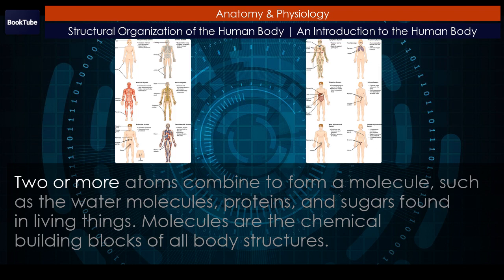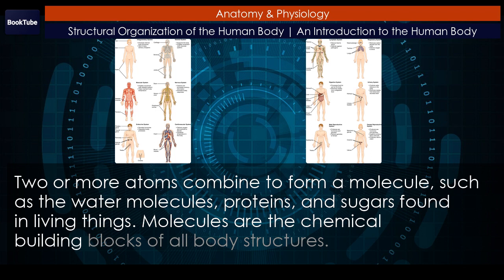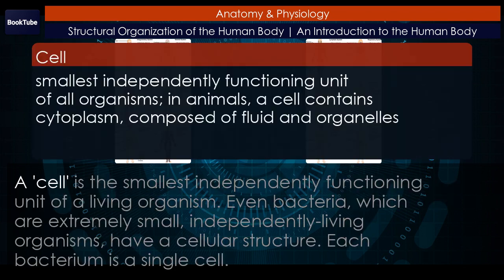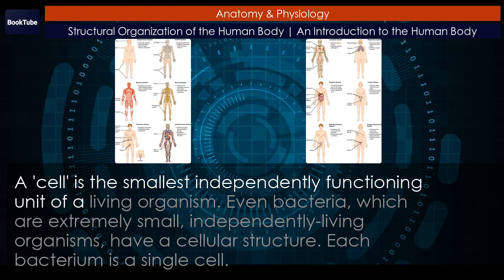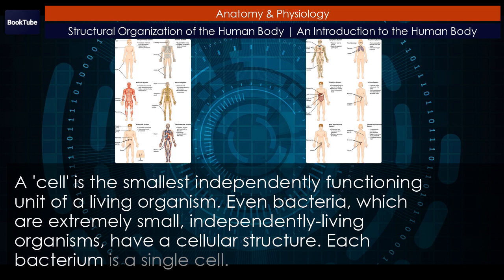Two or more atoms combine to form a molecule, such as the water molecules, proteins, and sugars found in living things. Molecules are the chemical building blocks of all body structures. A cell is the smallest independently functioning unit of a living organism. Even bacteria, which are extremely small, independently living organisms, have a cellular structure. Each bacterium is a single cell.